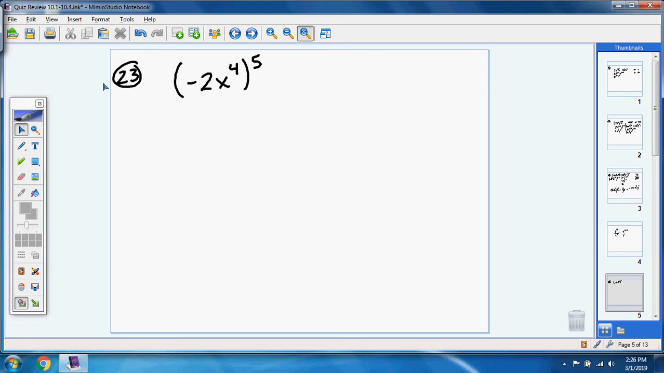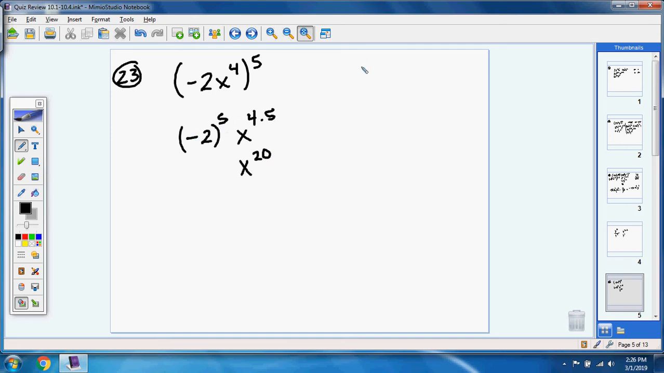All right, looking at this one here, kind of a combination of the problems that we just talked about. Let's see. The -2 gets the power. The x gets the power. So inside, outside means multiply. So 4 times 5 is 20th power.